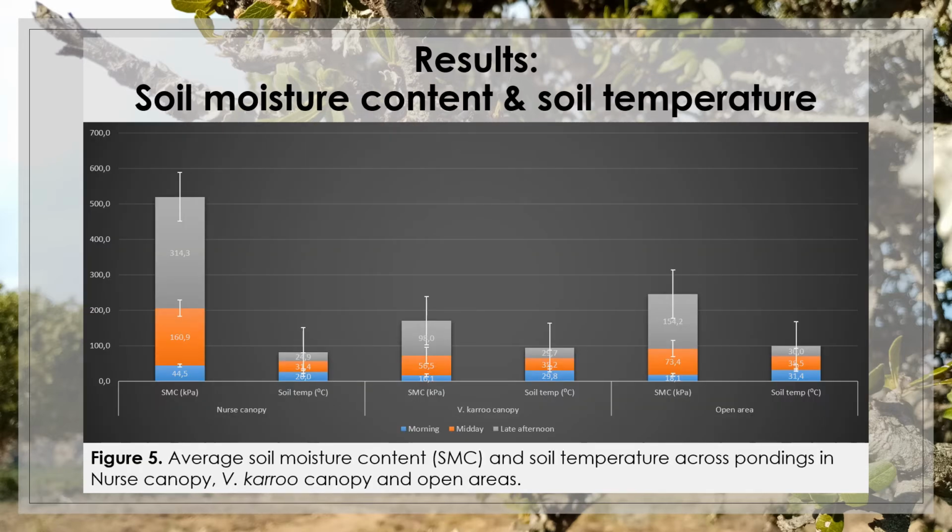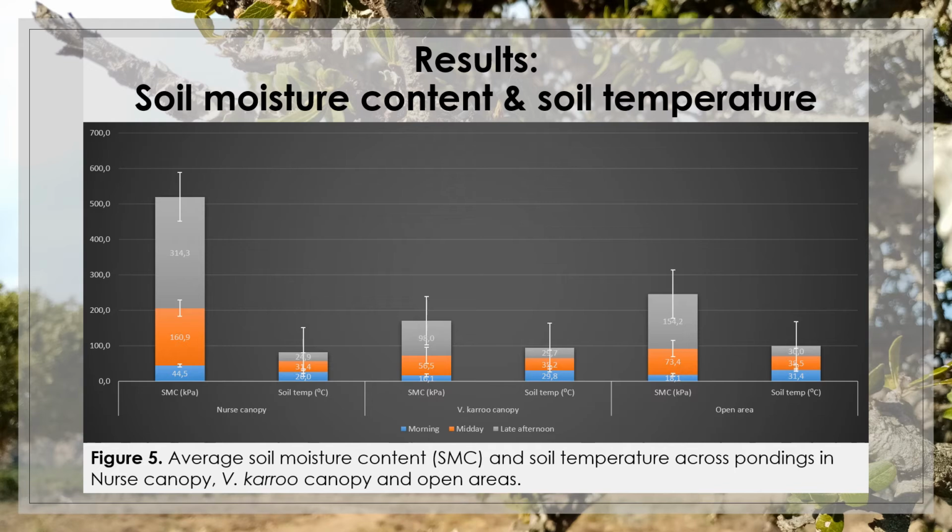Now, when looking at soil moisture content and soil temperature, we can see that the pondings underneath the nurse canopy had a much higher average soil moisture content compared to all the other treatments. In fact, it had the highest average soil moisture content while also having the lowest average soil temperatures. And this is due to the protection that the nurse canopy provides to the pondings and its contribution to the amelioration of the local climate.